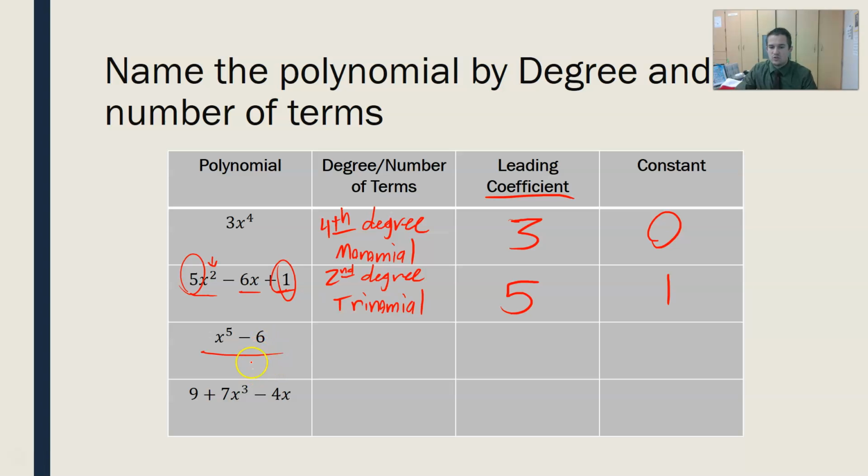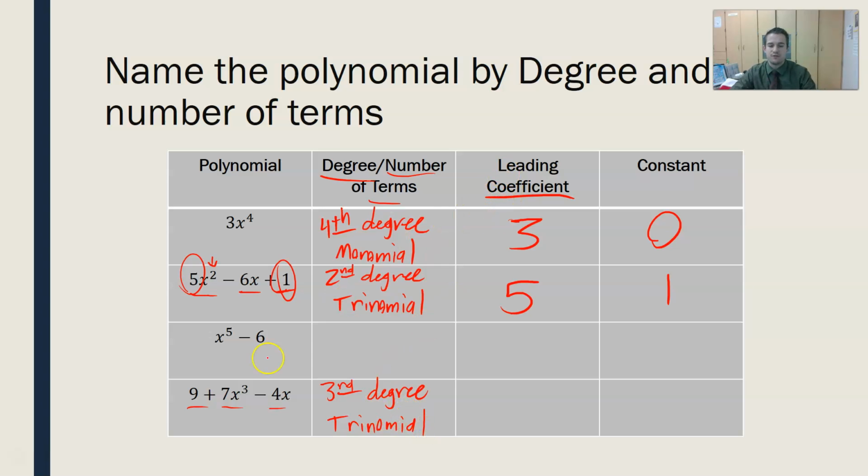Okay, we'll do one more here. Let's do this one right here. This is 9 plus 7x cubed minus 4x. What's the degree of this polynomial? Well, I'm looking for the largest exponent. So this is a 3rd degree polynomial. And then how many terms? What's the number of terms that I have? 1, 2, 3. So this is a trinomial, just like the second one there.